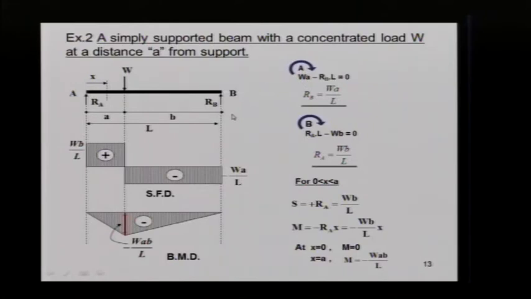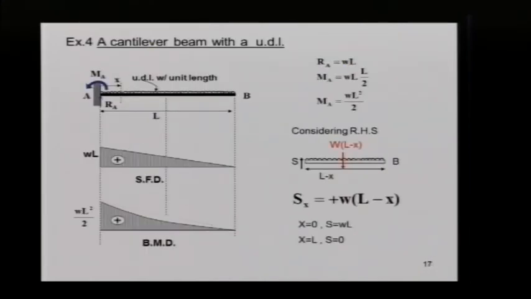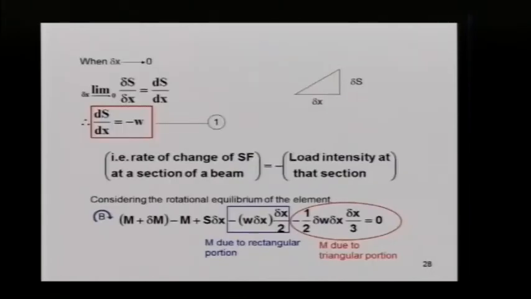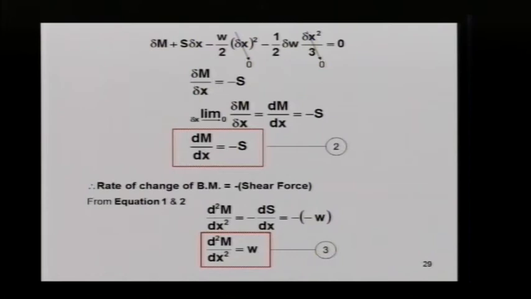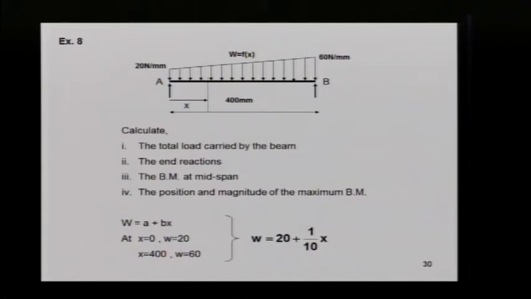So hopefully all these are clear. Let me walk down the class and ask whether there is any other question. These expressions that we derived, and I explained from the cases that we have done so far, also how these expressions can in fact be shown to be correct, right? So these are the two expressions. dS by dx is equal to minus w, dM by dx is equal to minus S, and d2M by dx squared is equal to w. So mostly it is equations 1 and 2, right, that we use most of the time.